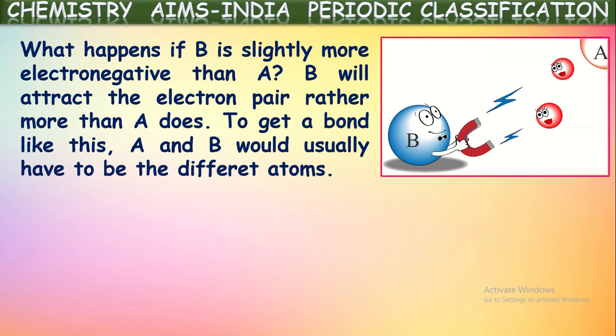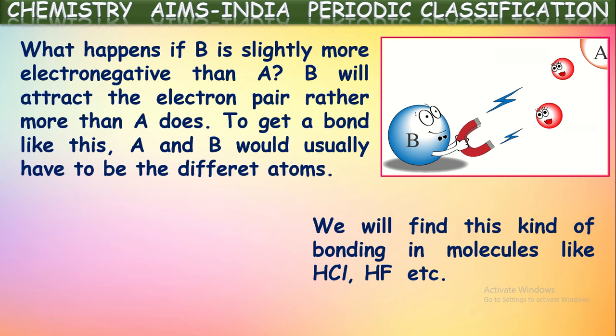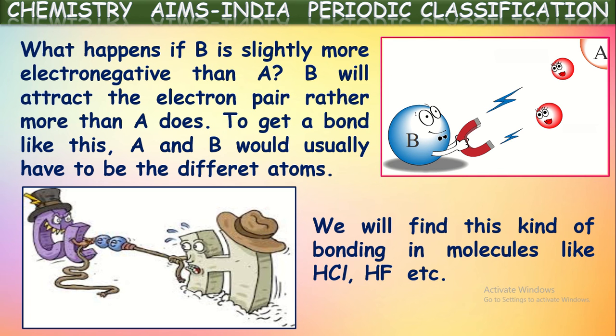Then we can say a molecule with an electronegativity difference. To get a bond like this, generally A and B, that means the two atoms, usually have to be different atoms or atoms with different electronegativities. Then the atom with the greater electronegativity pulls the electron pair towards it. The atom with the lower electronegativity loses the electron pair towards the other element. For example, we will find this kind of bonding in molecules like hydrogen chloride, hydrogen fluoride, etc., where one atom is more electronegative than the other.